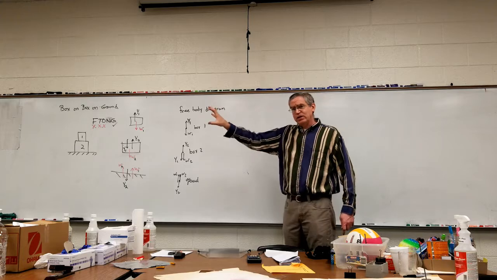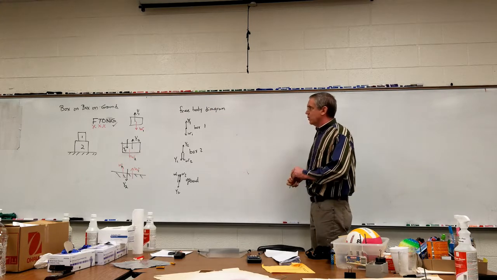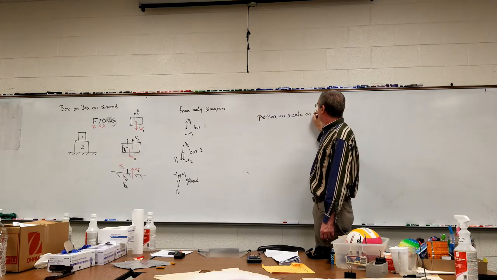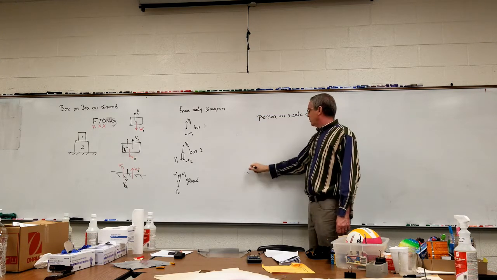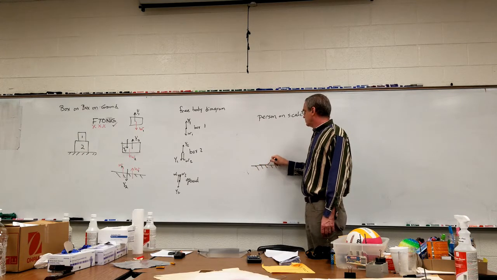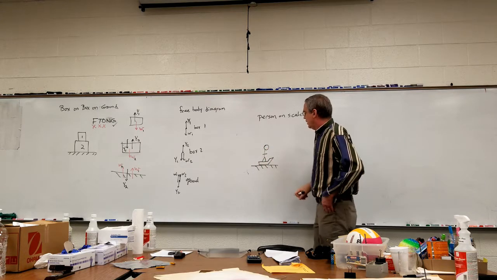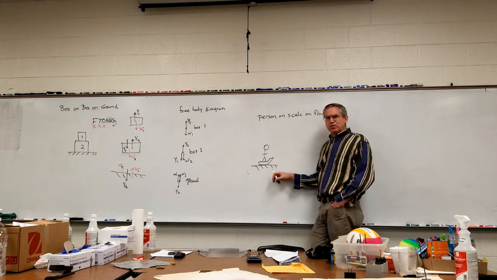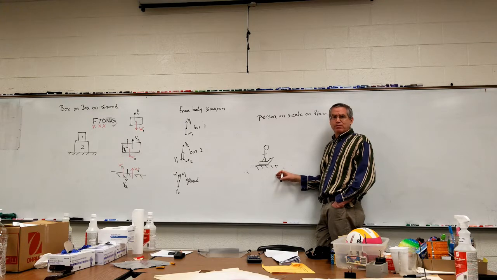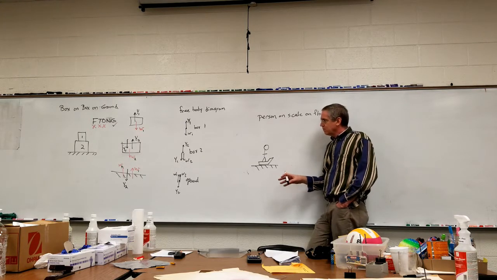Now, this actually does have a practical application. So instead of box on ground, we're going to do person on scale on floor. So I have my floor, I have a scale, and person. Now the floor is fixed here. I'm assuming that the floor is somehow attached to the earth, so this is still representing the planet, even though it might be the floor in your house. If I treat the house as part of the planet, it still works.